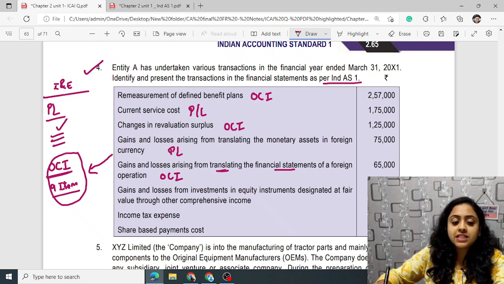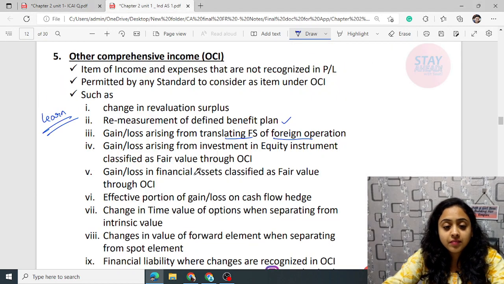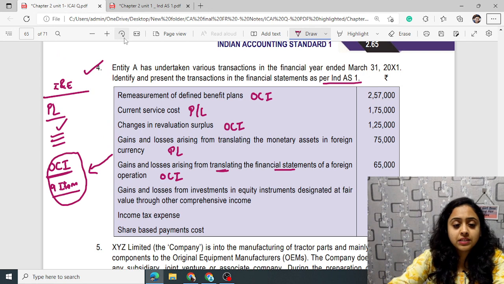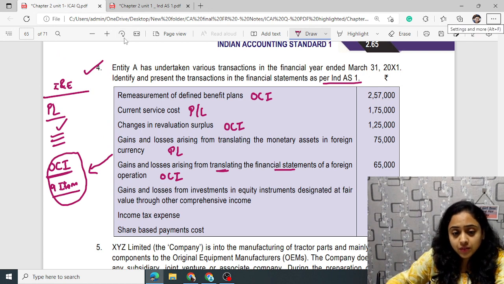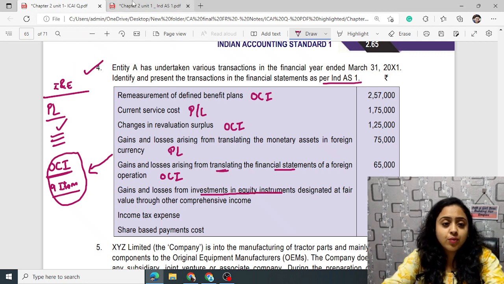Are you able to catch up? Gains and losses from investments in equity instruments designated at fair value through OCI. At fair value through OCI of financial assets. See what is written. From investment in equity instrument. Okay, and what is written over here.